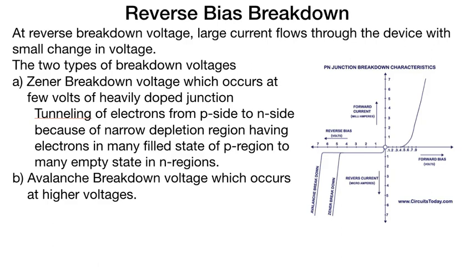Under reverse bias breakdown, we get the Zener breakdown and avalanche breakdown. At reverse bias voltage, a large current flows through the device with a small change in voltage. The Zener breakdown voltage occurs at a few volts of heavily doped junction, with tunneling of electrons from the P side to the N side because of the narrow depletion region, from many filled states of the P region to many empty states in the N region. Avalanche breakdown occurs at higher voltage in the reverse breakdown region.